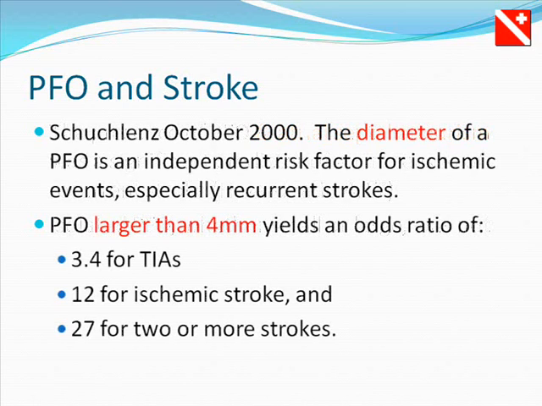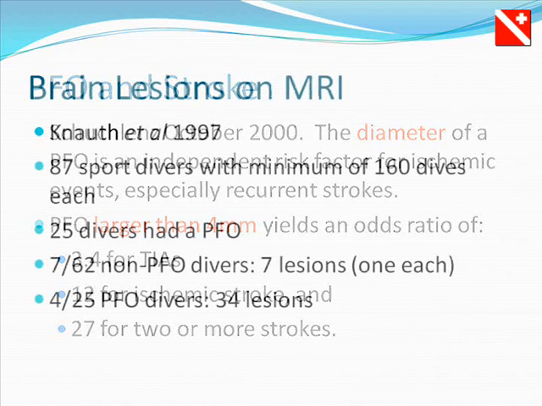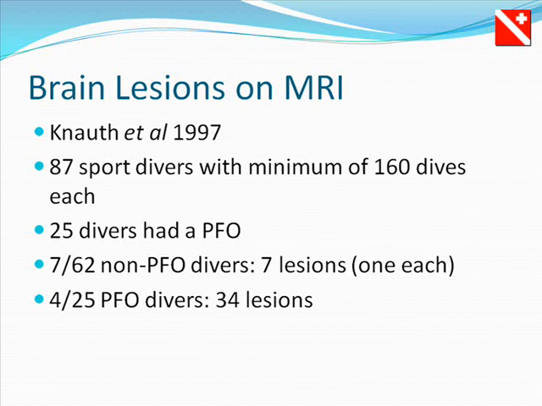And as far as size goes, it seems that 4 millimeter PFOs seem to be significant. So those two factors, when it comes to stroke assessment, floppy walls and PFOs more than 4 millimeters, are relevant when it comes to stroke. Knuth, who is one of the folks who is very, very concerned about PFOs, found a lot of lesions and reached the conclusion that before you don your scuba tank, you need a PFO assessment. He's a minority, but he certainly made a case that PFOs are associated with these lesions.